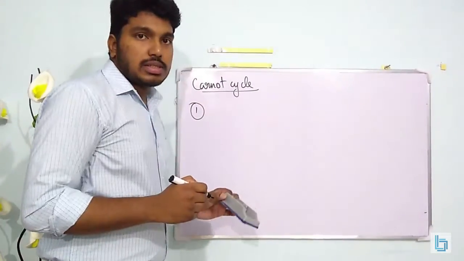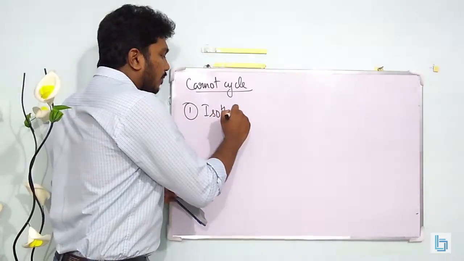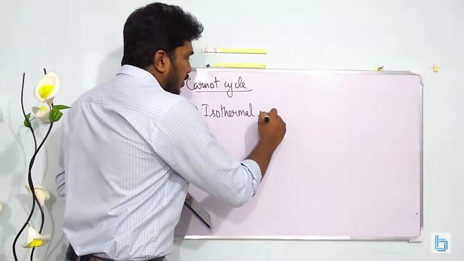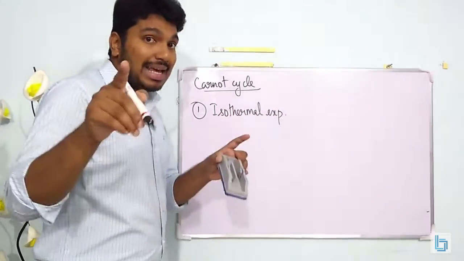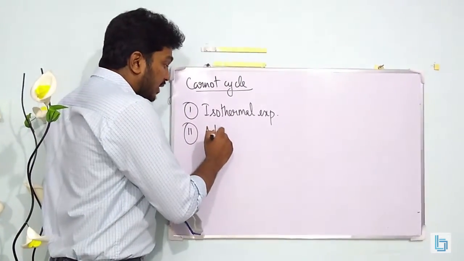The first process is actually called Isothermal Expansion. What is it called? Isothermal Expansion. Second step, it is known as Adiabatic Expansion.